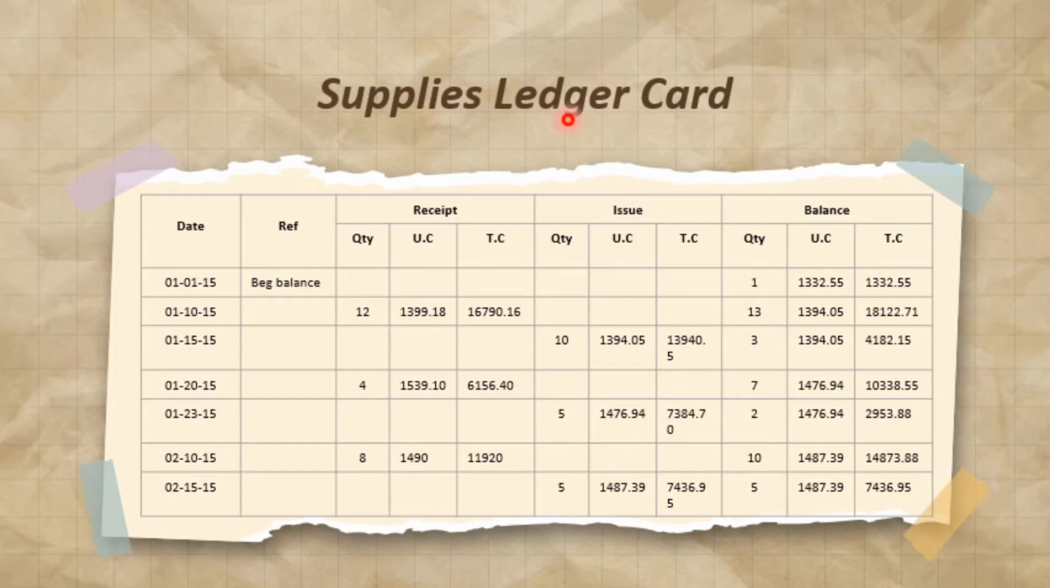Kapag naman nag-issue tayo is same lang yung unit cost natin. As you can see dito sa ating issue column, makikita natin na yung unit cost natin is same lang. Dito din, same lang. Dito din is same lang. So, take note that each type of inventory is may kanya-kanyang ledger card.